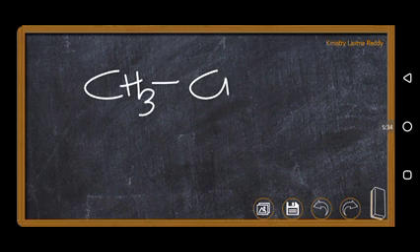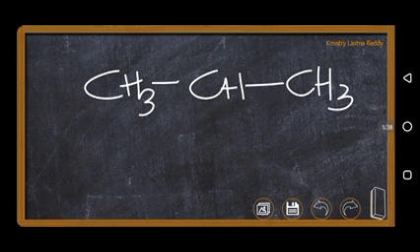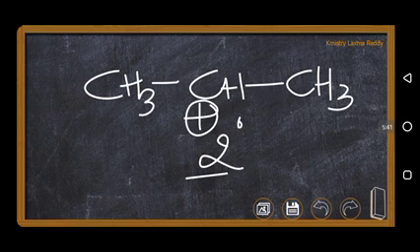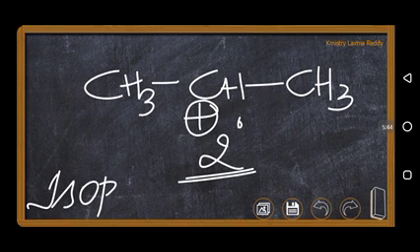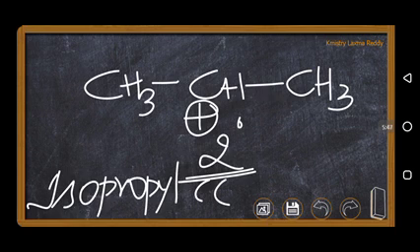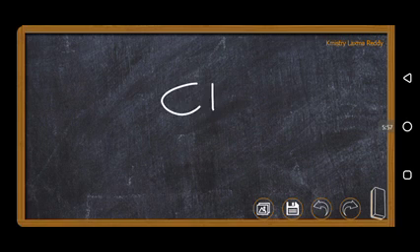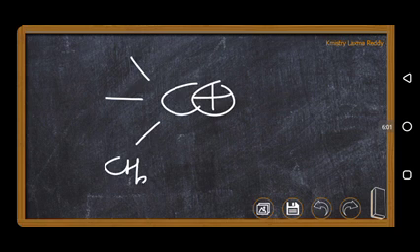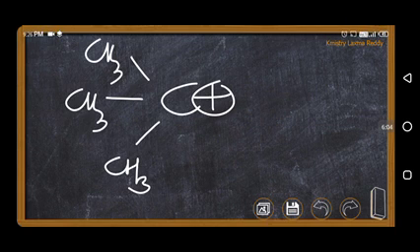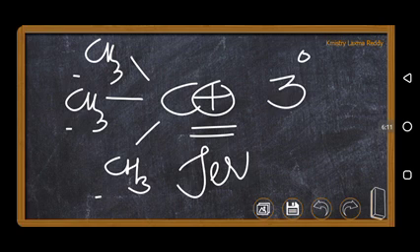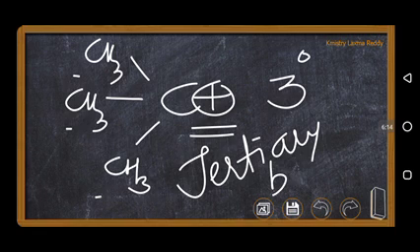Then we will see this part. This is a secondary carbocation, which we call isopropyl carbocation, because this carbon is attached to two other carbon atoms. If the carbon has all three methyl groups and a plus charge, this carbon is a tertiary carbon, and this example is called tertiary butyl carbocation.